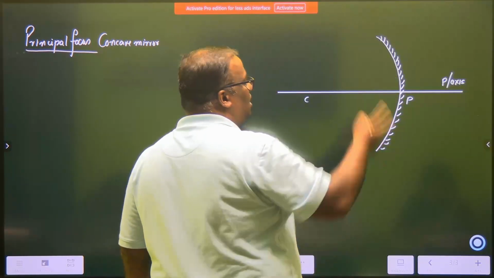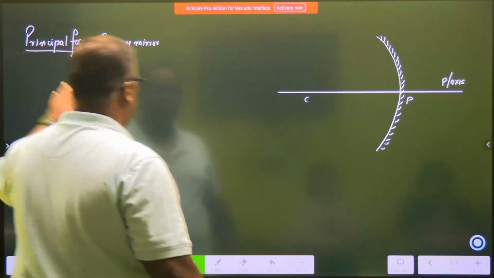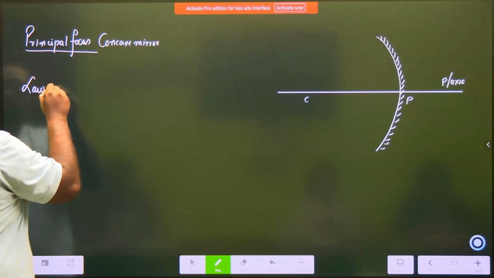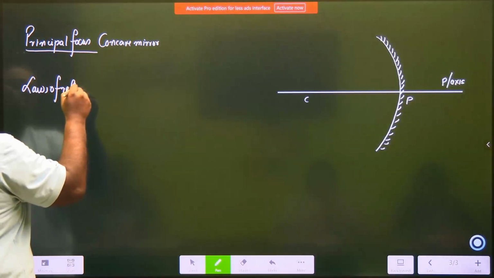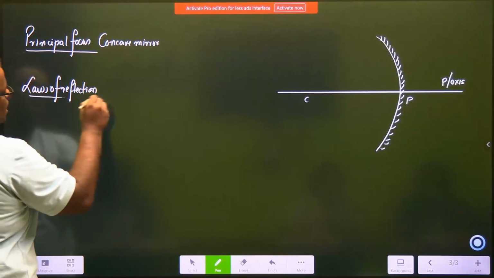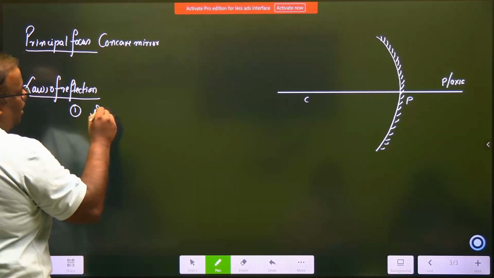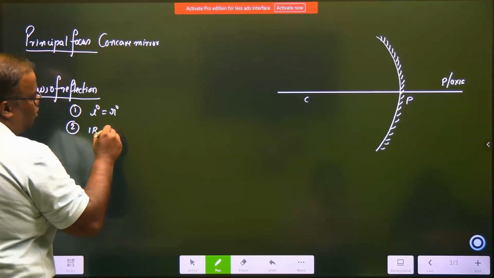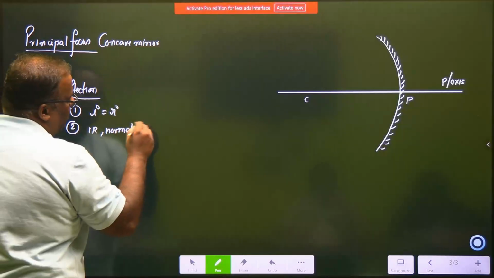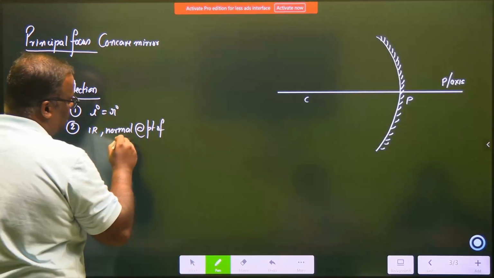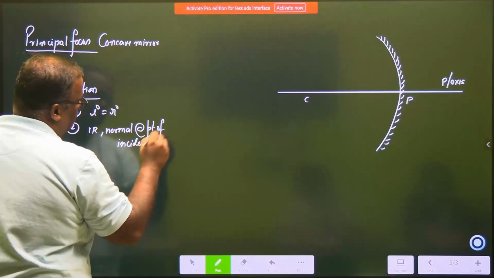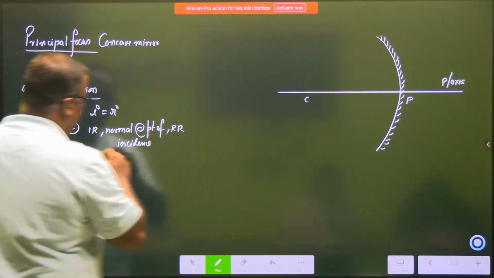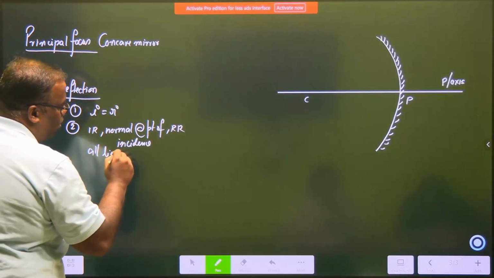Okay, let me do one thing. Before going to the principal focus, let's also dive into what is called the laws of reflection. Laws of reflection. The laws of reflection state, because we have done this in grade 9, the angle of incidence will always be equal to the angle of reflection, and the incident ray, the normal at point of incidence, and the reflected ray all lie on the same plane.